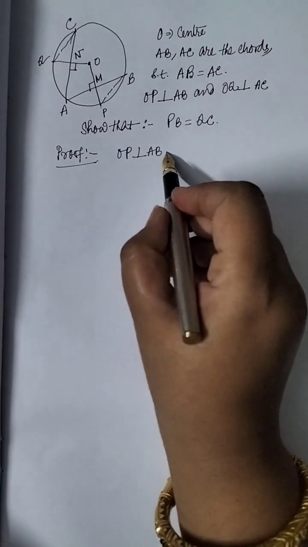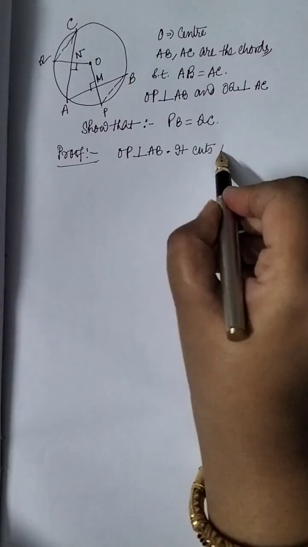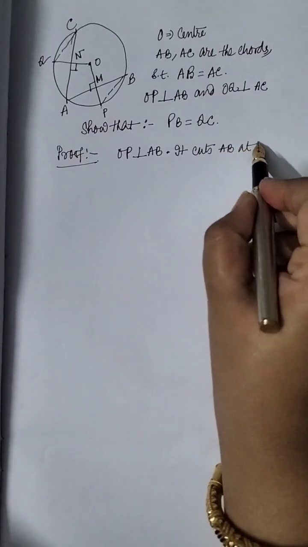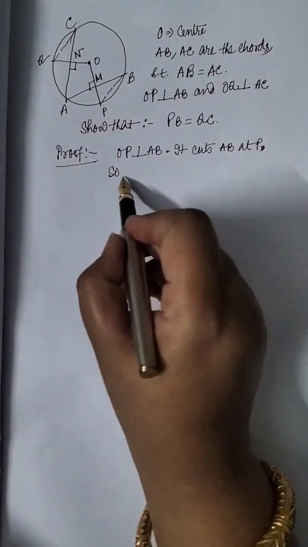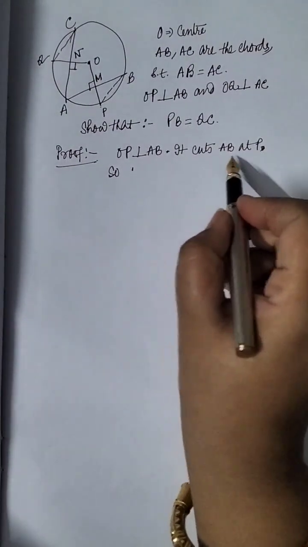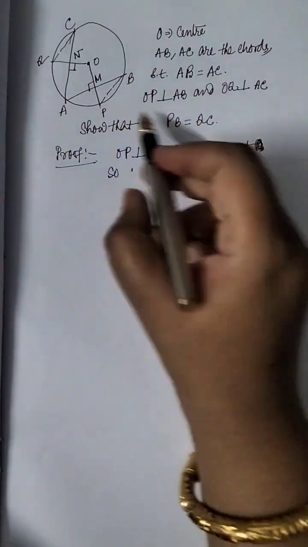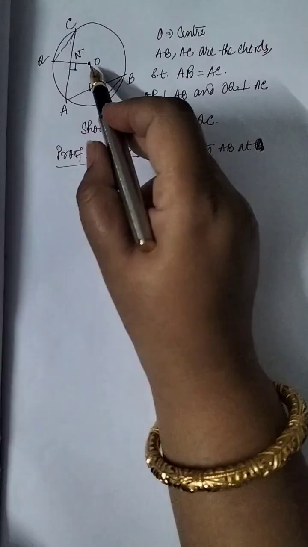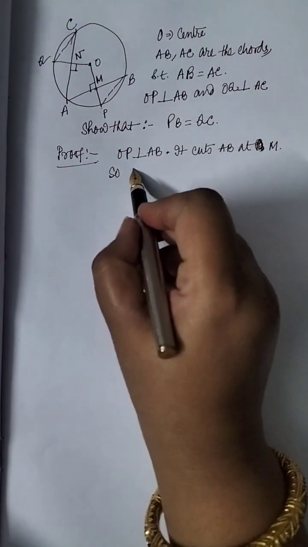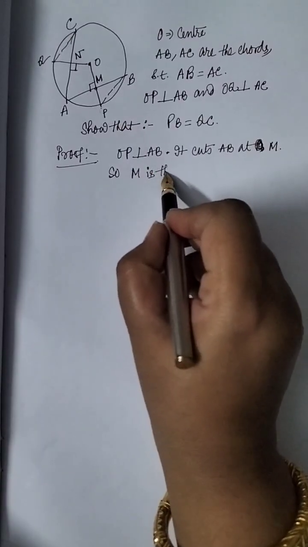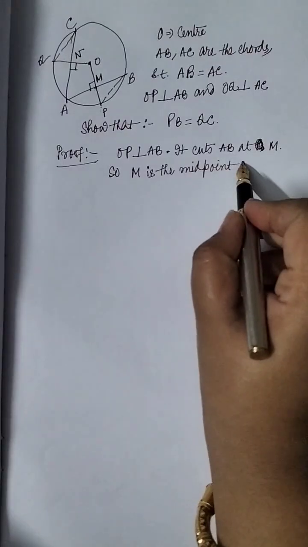So we can say as it cuts AB at P. So we can say that it cuts AB at M. So this is OP, this is AB. It cuts AB at M. So we can say that M is the midpoint of AB.